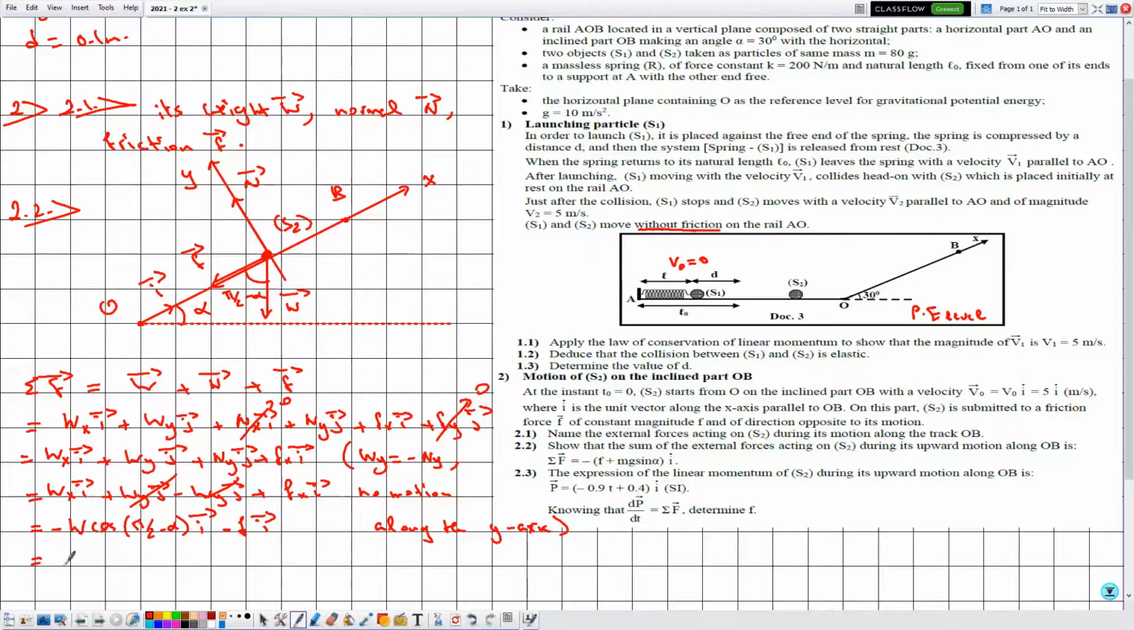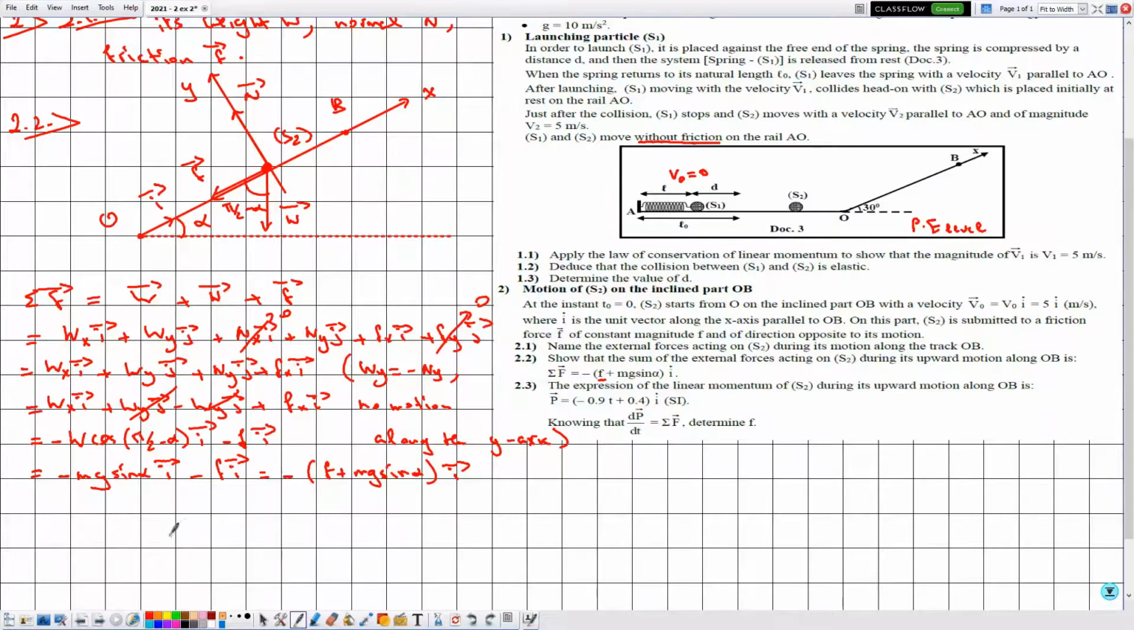Now w is given by mg. Cosine of pi by 2 minus alpha is given by sine alpha, multiplied by the unit vector i, minus f multiplied by the unit vector i. And here we can notice that if we take minus as a common factor, we have f plus mg sine alpha, and we take on the right the common factor which is the unit vector i. So indeed we have proved that the sum of forces is equal to minus f plus mg sine alpha multiplied by the unit vector i, and this is reasonable. Vectors exist on the left and vectors exist on the right.